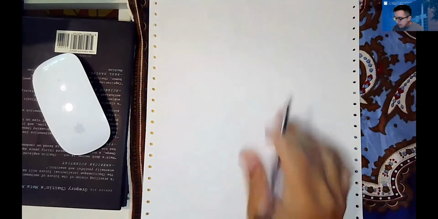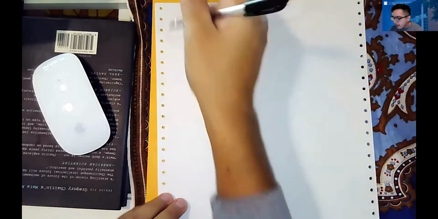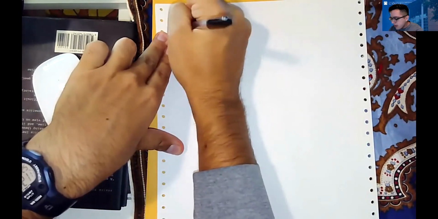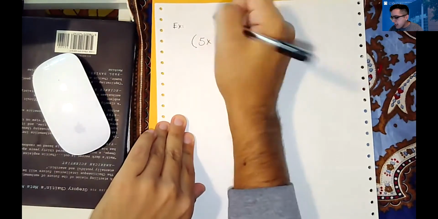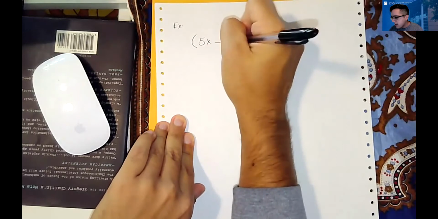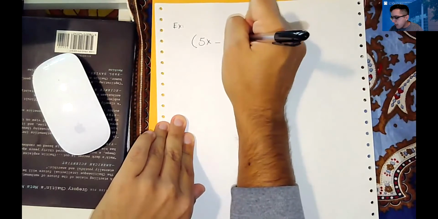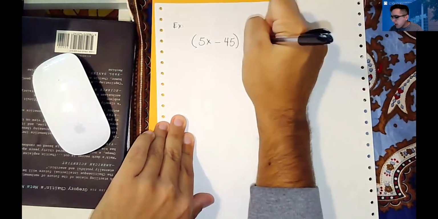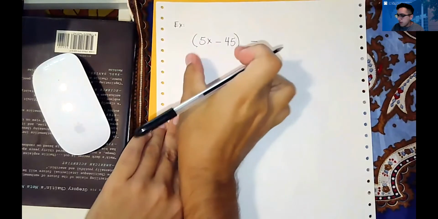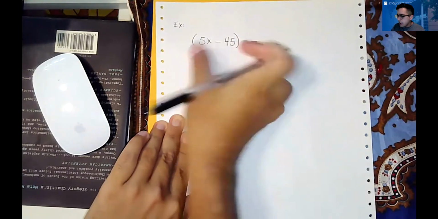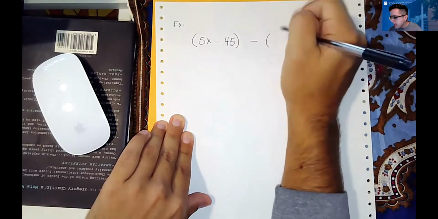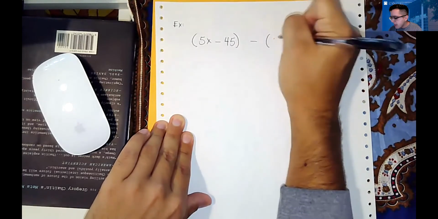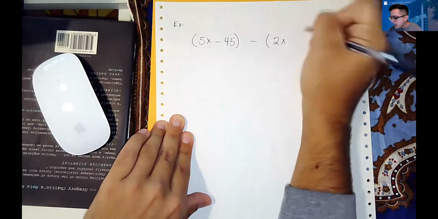Let's go ahead and do some examples where we subtract though. So maybe I have a polynomial like 5x minus 45, and I want to subtract from this binomial. So I have this binomial expression here, and I want to subtract another binomial. And maybe I want to subtract something smaller and easier to deal with.